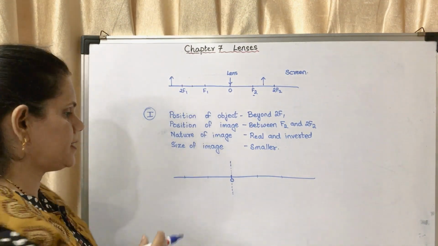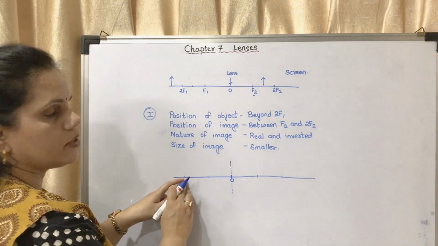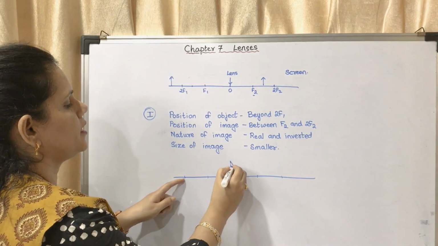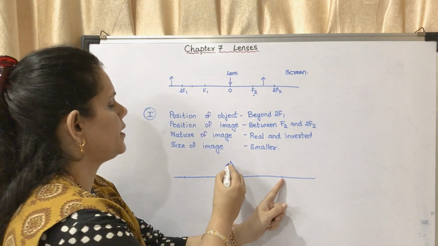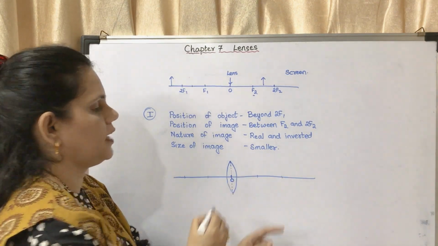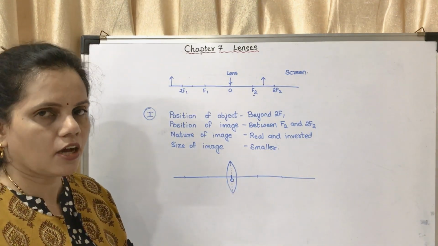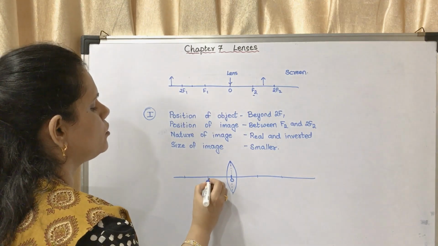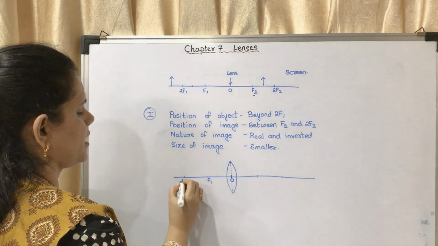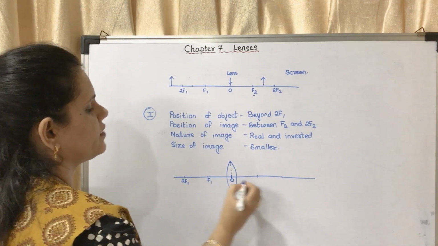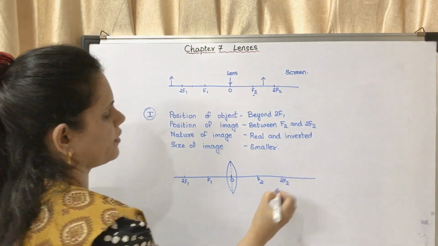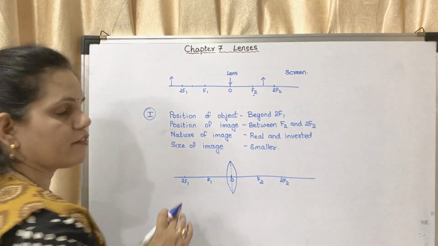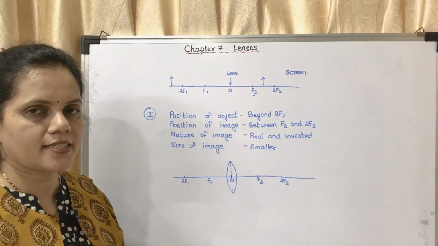Then you have to place the rounder here, extend it till here and draw a curved line. Place the rounder here and draw a curved line. So you will get the convex lens. And don't forget to mark this as F1, this as 2F1, this as F2 and this as 2F2. Actually, 2F1 means it is the center of curvature itself.